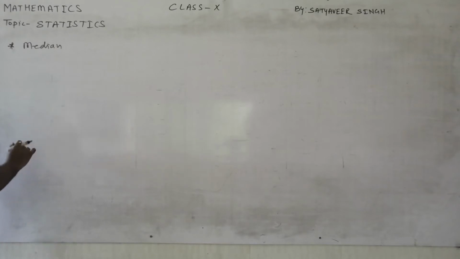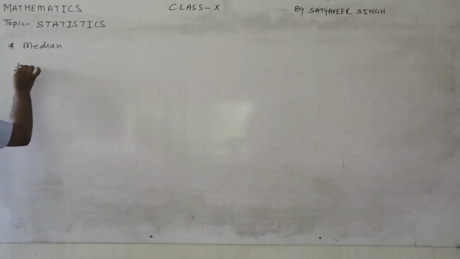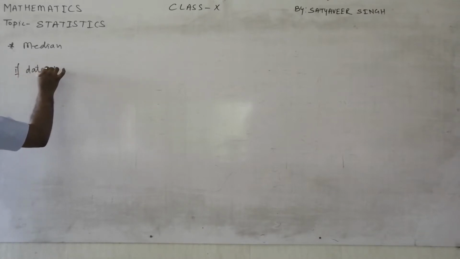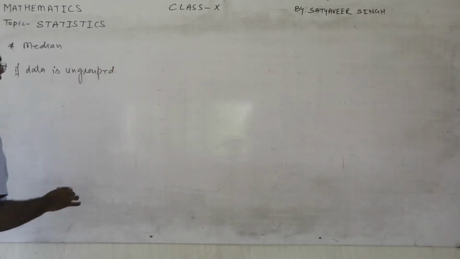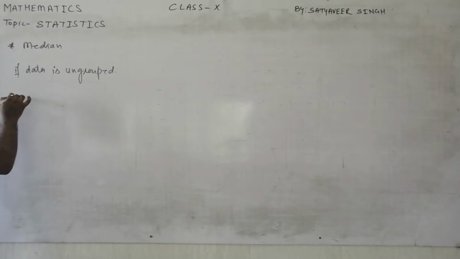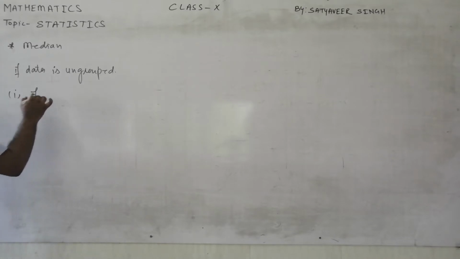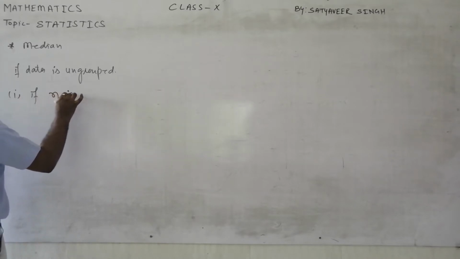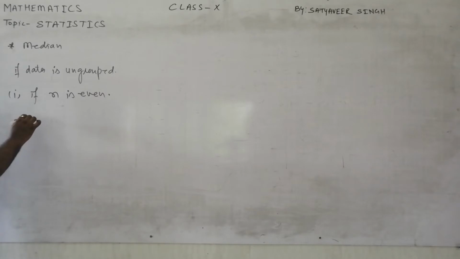So for finding the median there are some formulas. If it is given ungrouped data, that already we have learned in class 9th also. If ungrouped, and in the first case if n is even, even means number of observations are even, so how we will find out the median?